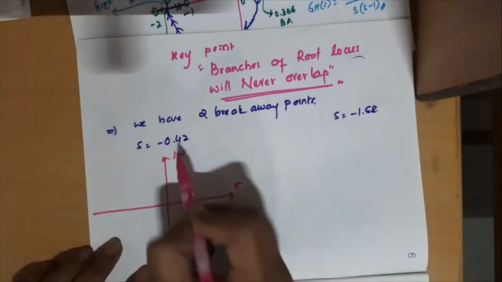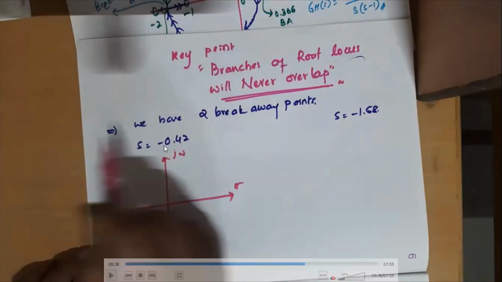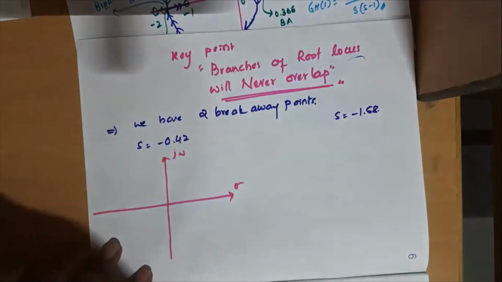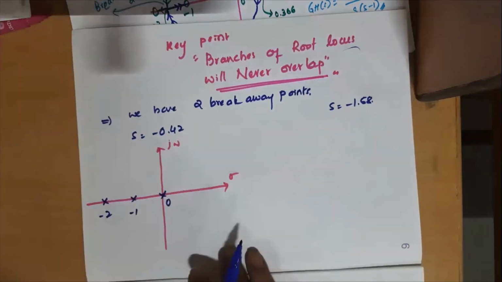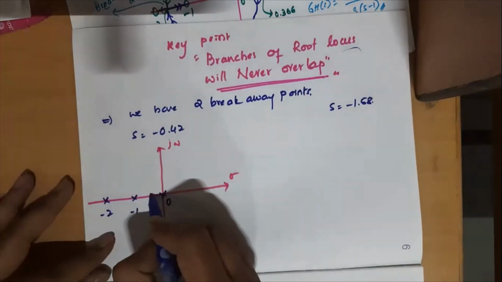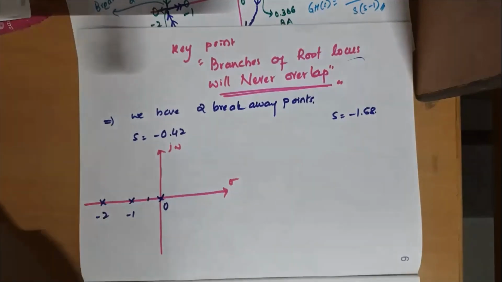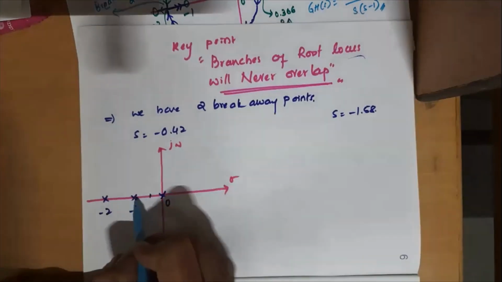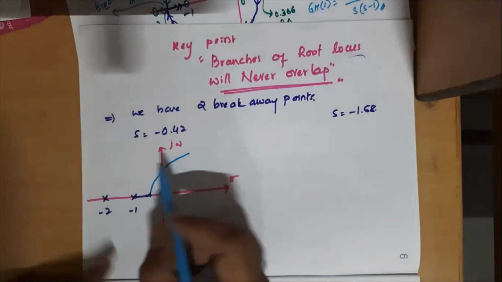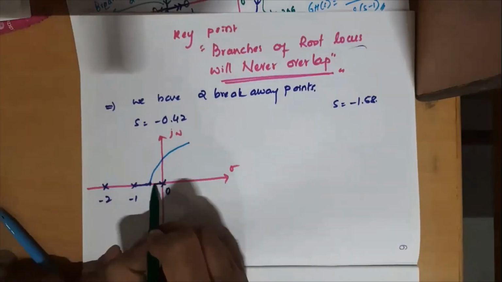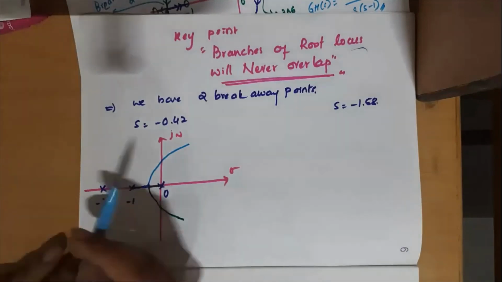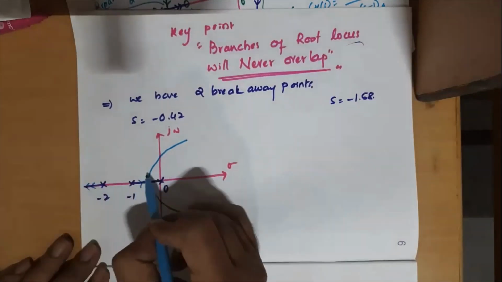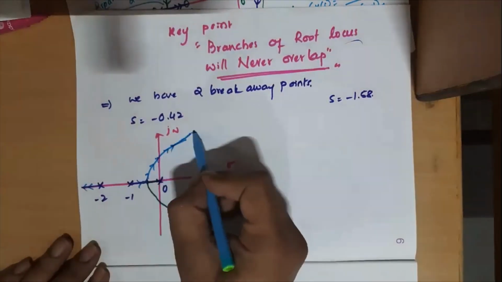So first option is, if I choose breakaway between 0 and minus 1, which is minus 0.42, how my root locus looks like. So minus 0.42 comes somewhere here. So root locus starts like this and follows the asymptote. So asymptote, I'll come to that explanation once again. Please hold on for a minute.